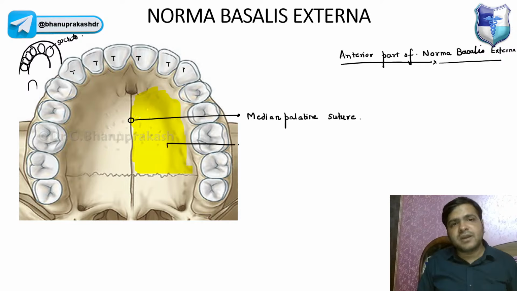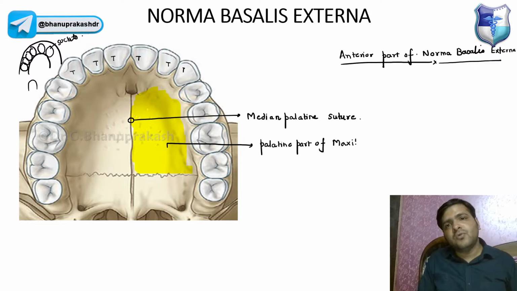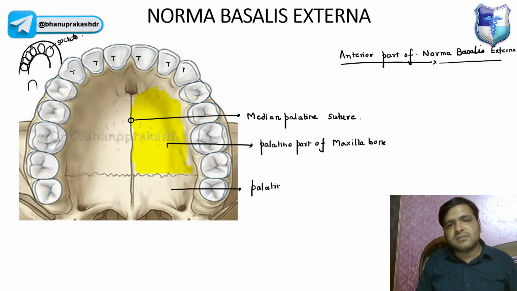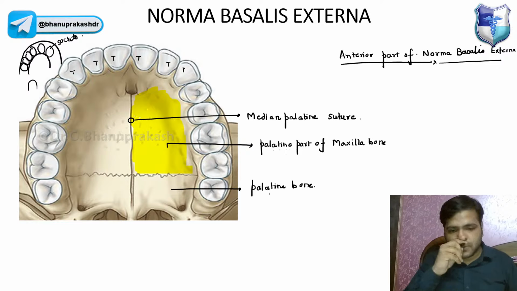Now this part which I have highlighted, beta, is part of the maxilla bone only. It is called the palatine part of the maxilla bone, because it is forming the palate. And this part, beta, is the palatine bone, which we have already discussed. So the anterior 3/4 is the palatine part of the maxilla bone, but behind we have the palatine bone, right?